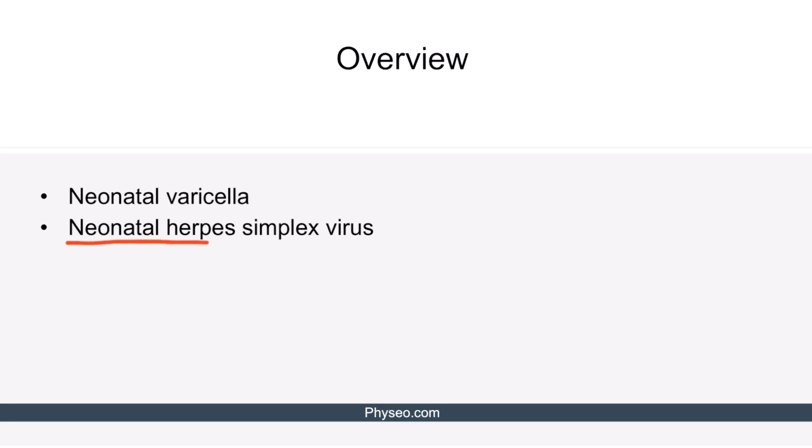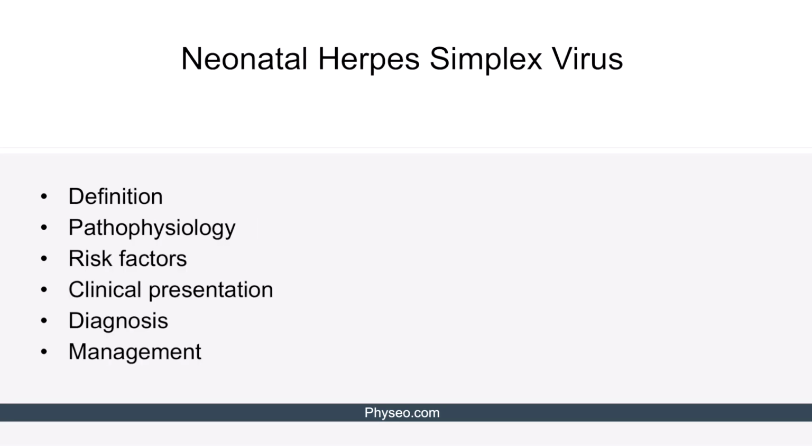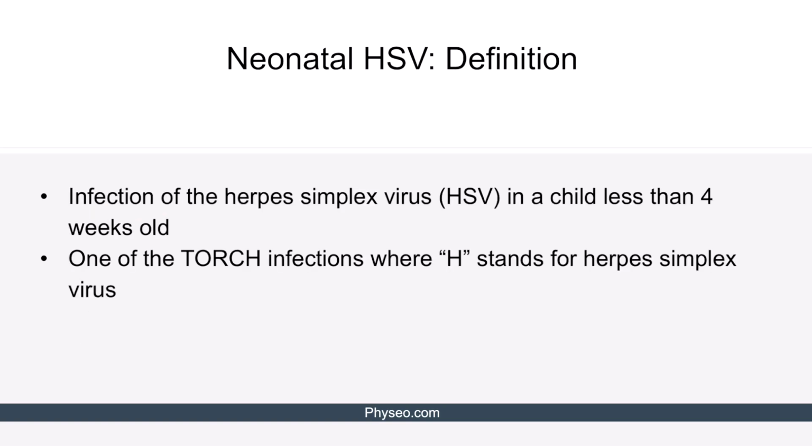Now let's move on to talk about neonatal herpes simplex virus. Again, we're going to touch on these items, starting with the definition. So, as you can tell from the name, this is an infection of the herpes simplex virus in a child who is less than 4 weeks old. And similar to neonatal varicella, neonatal HSV infection is one of the TORCH infections. And this is where the H in that acronym is relevant. It stands for herpes simplex virus. So thankfully, it's not just one of those other things that counts as that O in TORCH.